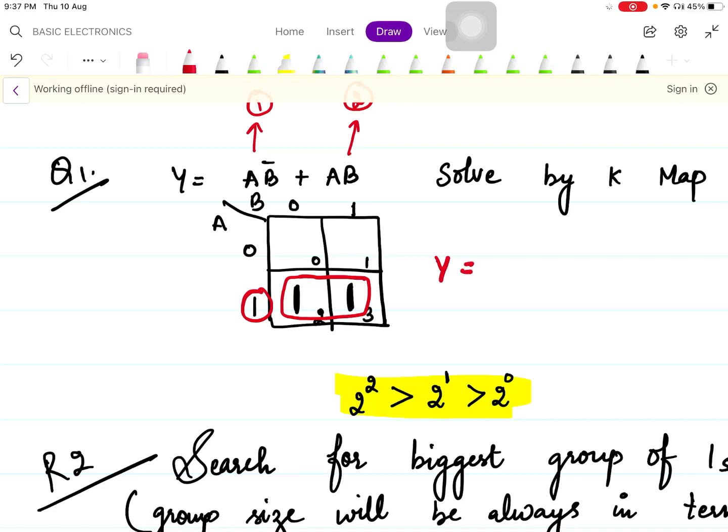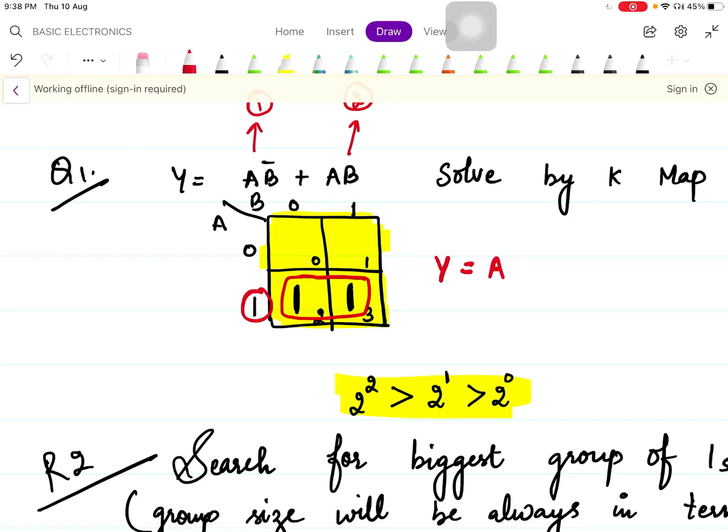So the answer for this group will be, first of all, we will go to the variable A, alright, then we will go to B. So we will move sequentially. In the A part, let us see, is there any single value of A in which the whole group is lying? As I can see, in the A is equal to 0 part, this row is covered and it does not include the group. And when A is equal to 1, this whole row is covered and it includes the whole group.